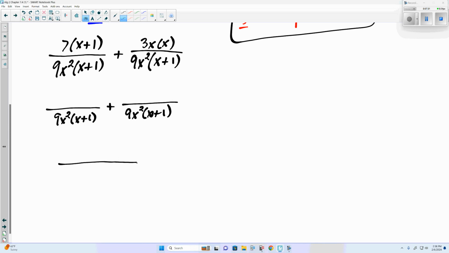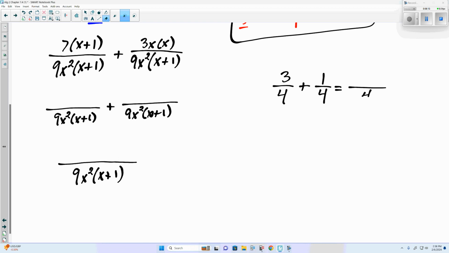Interestingly enough, we're not going to have to distribute through the denominator. We're not going to have to multiply the 9x squared by our x and our 9x squared by 1. Because when we add two fractions, when the denominators are the same, we add or subtract the numerators, yes? So here, since they are like terms, it just stays 9x squared times x plus 1. Because when we add two fractions, we looked at this the other day, let's just say 3/4 plus 1/4.